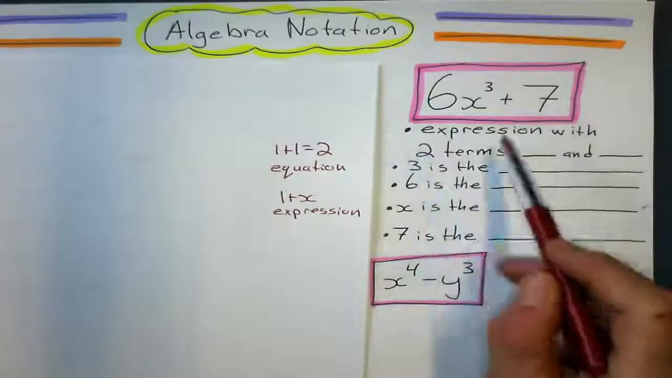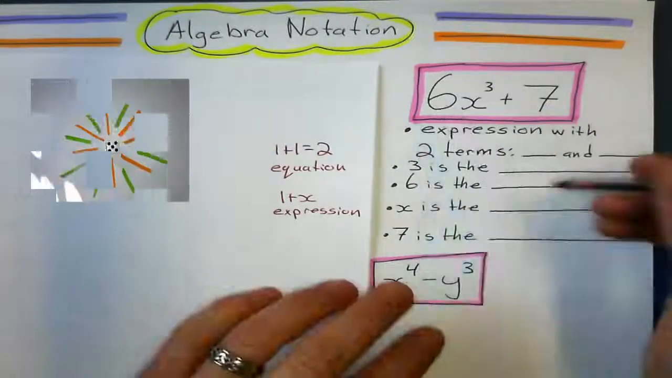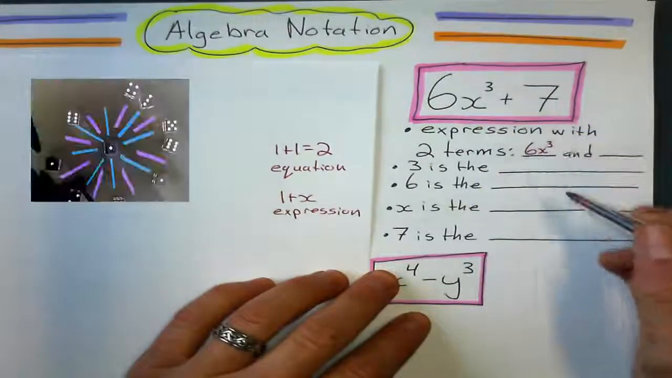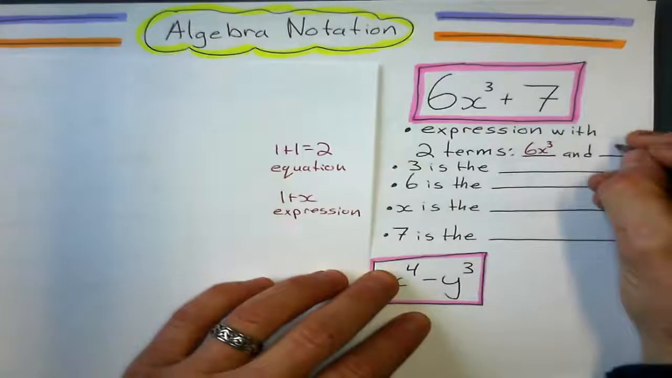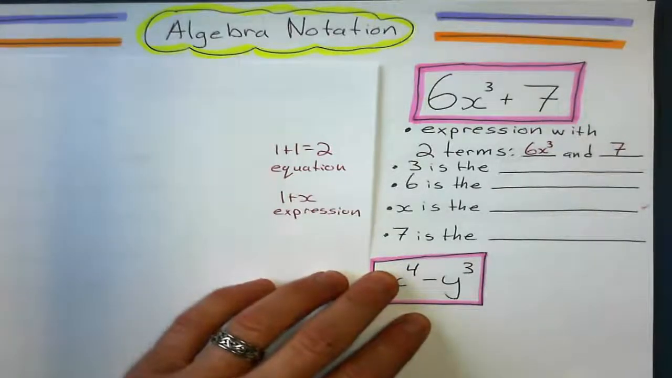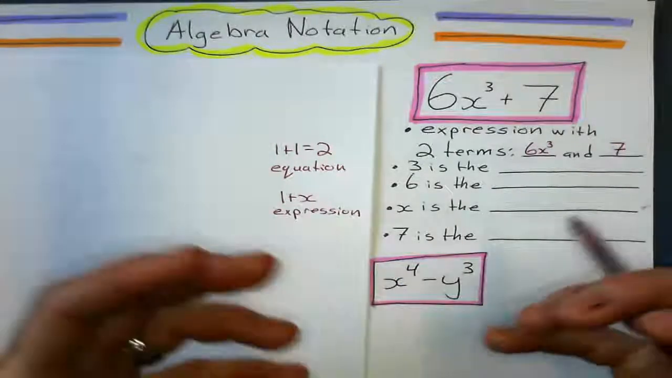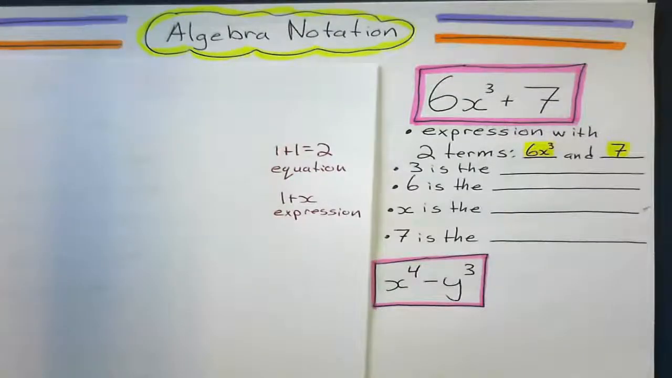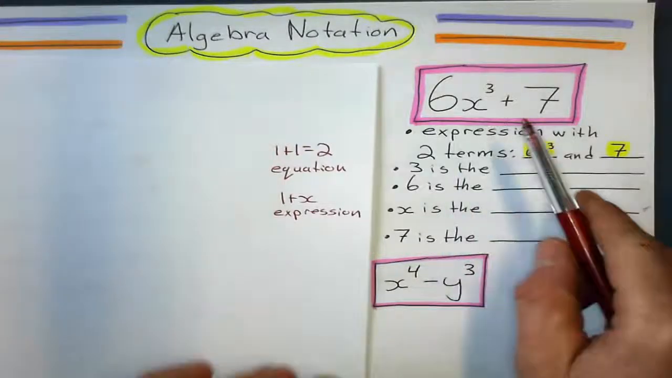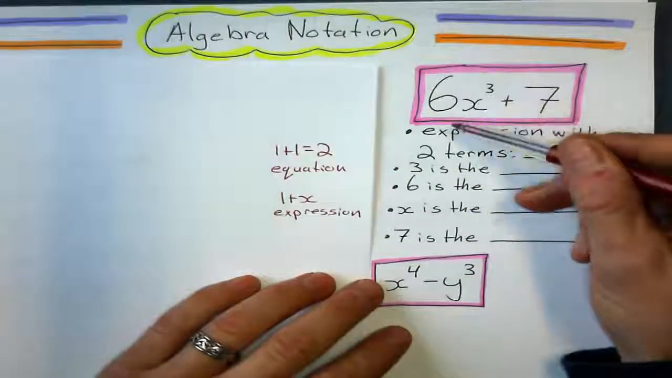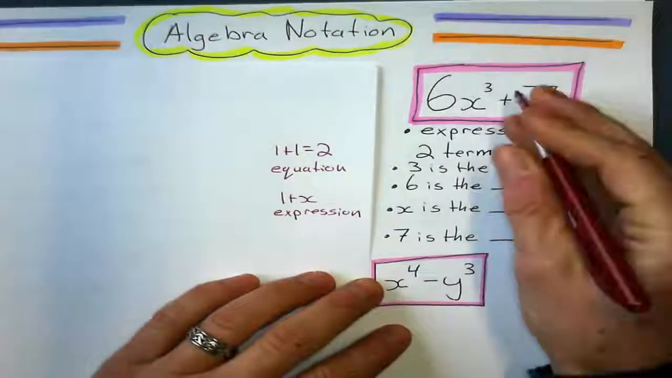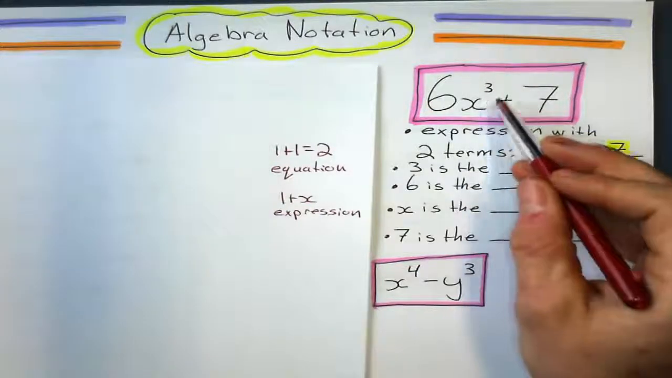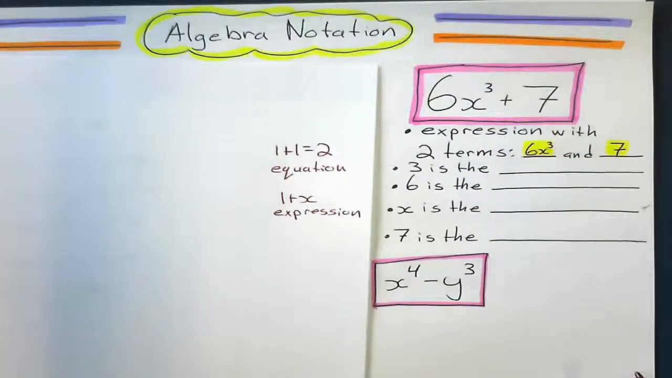All right, so this expression is made up of two terms. And those two terms are 6x cubed is one term, and positive 7 is the other term. All right, so any expression is going to be one term, two terms, three terms, or more. All right, let's go over the other bits of our expression here. 3, that is called the exponent. 3 is the exponent, so we don't confuse that with the term. That's just part of the term.